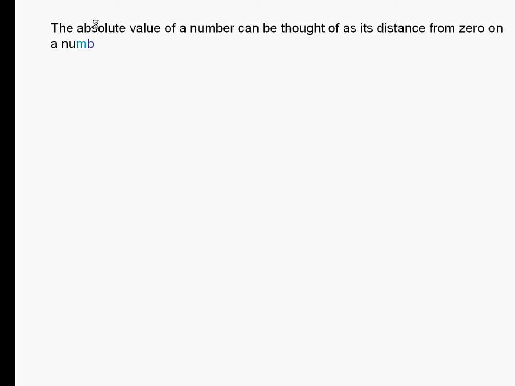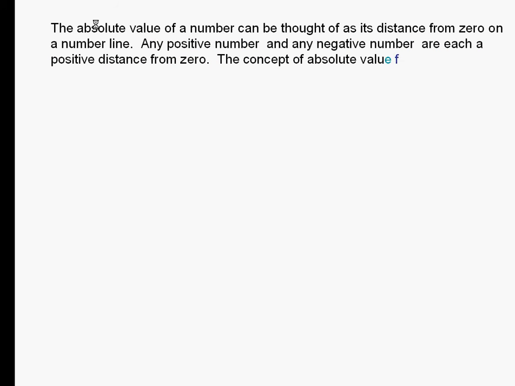Okay, so let's take a look at a definition of absolute value. The absolute value of a number can be thought of as its distance from zero on a number line. Any positive number and any negative number are each a positive distance from zero. The concept of absolute value focuses on distance rather than direction.